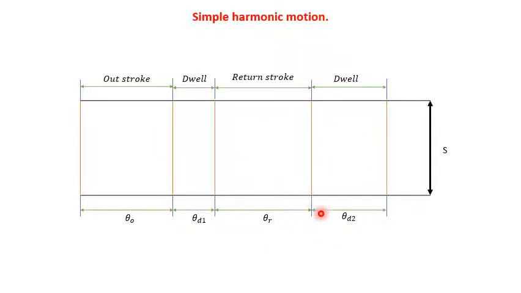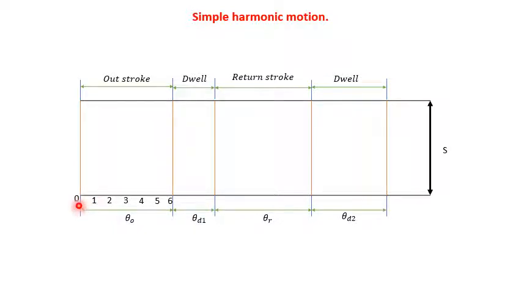So once this much is over, we have to divide this out stroke and return stroke by an even equal number of parts. Either you take 4, 6, 8, 10, 12, like that. Okay, so 6 is convenient to draw the displacement diagram. Therefore we have selected 6 equal number of parts.